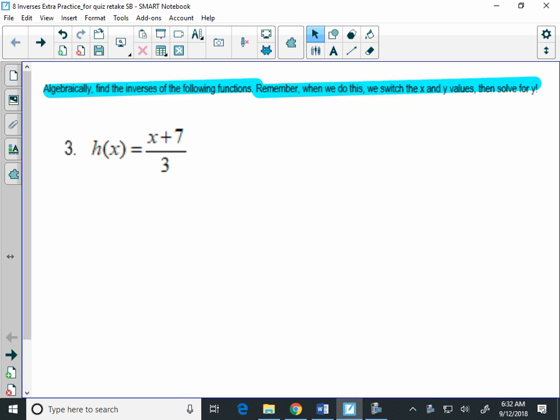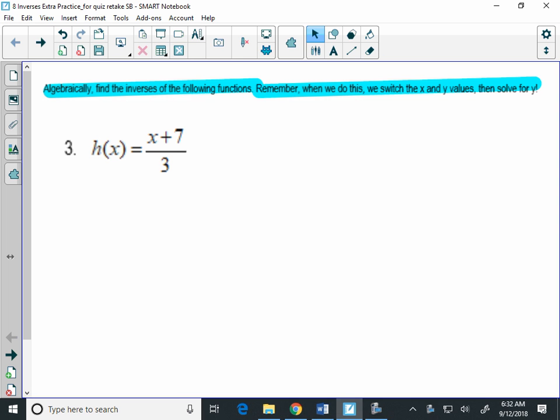Extra practice. We'll start with number 3. We'll do a few problems where we have to find the inverse, and then a couple problems on the back where you have to verify or decide if two functions are inverses of each other. So let's start with a linear function here.